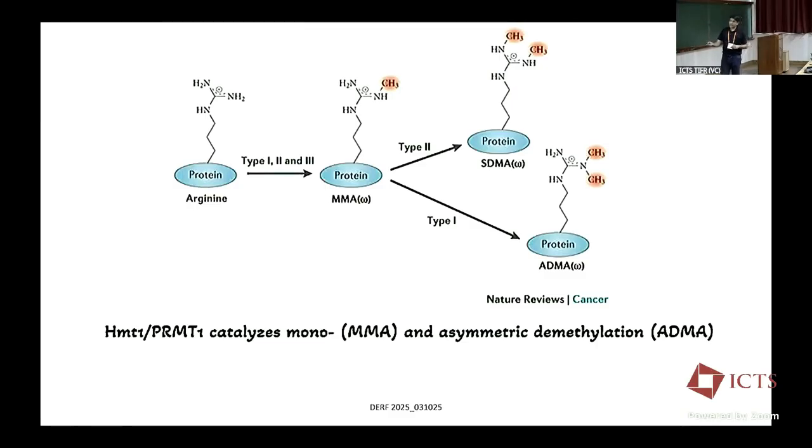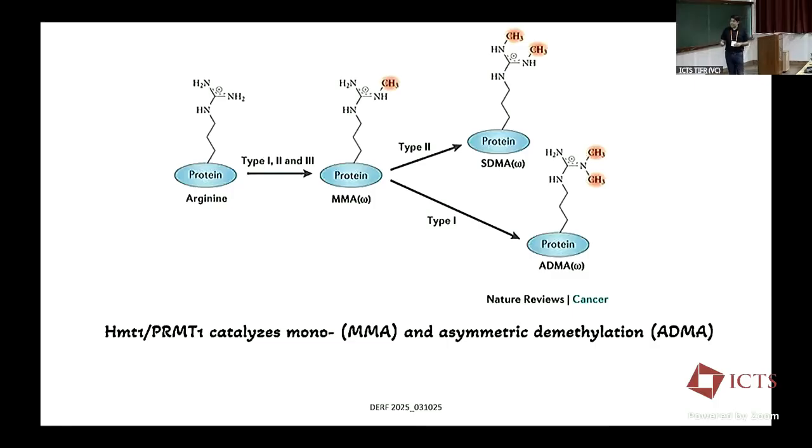HMT1 in yeast and its human homologue PRMT1 catalyze mono and asymmetric dimethylation. I'm sorry, this is a typo. It's not demethylation, it's dimethylation. Demethylation is the removal of the methyl group. By the way, that's not known. So far, there is no protein known that removes the methyl group. We are working on that aspect, but as of now, there is no proof that it is reversible. Anyway, this particular protein does this, and it does this.